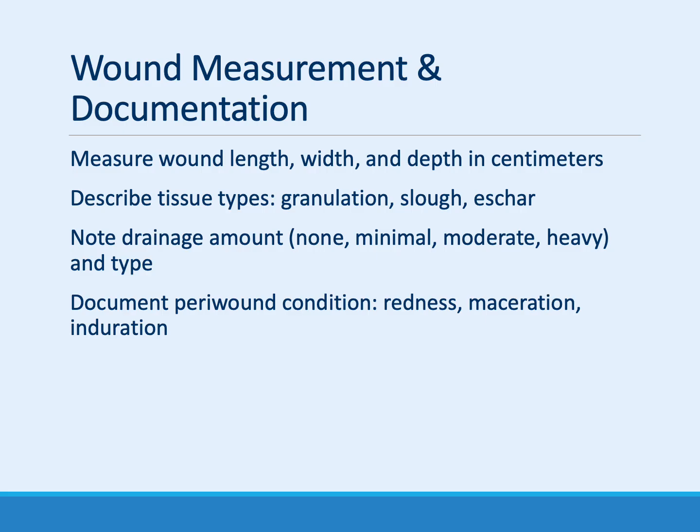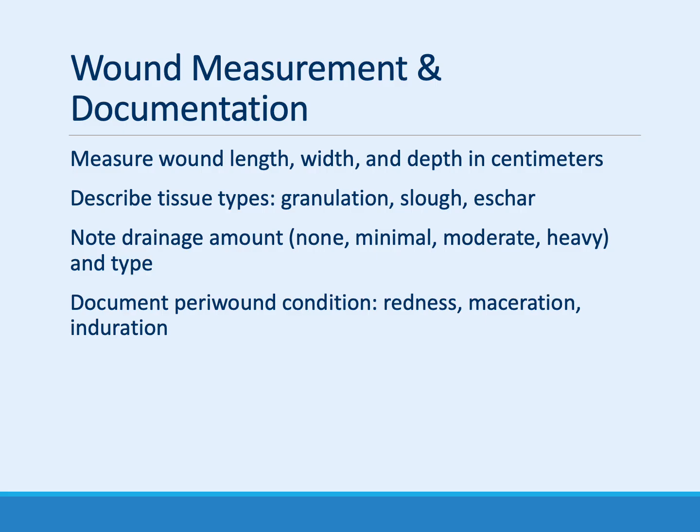We want to describe or look for descriptions of the wound tissue types and understand what those descriptions mean for how the wound is healing. So granulation is going to be our healthy red tissue, slough, which is going to be yellow or tan and stringy, and eschar, which is black, brown, or hard necrotic tissue.